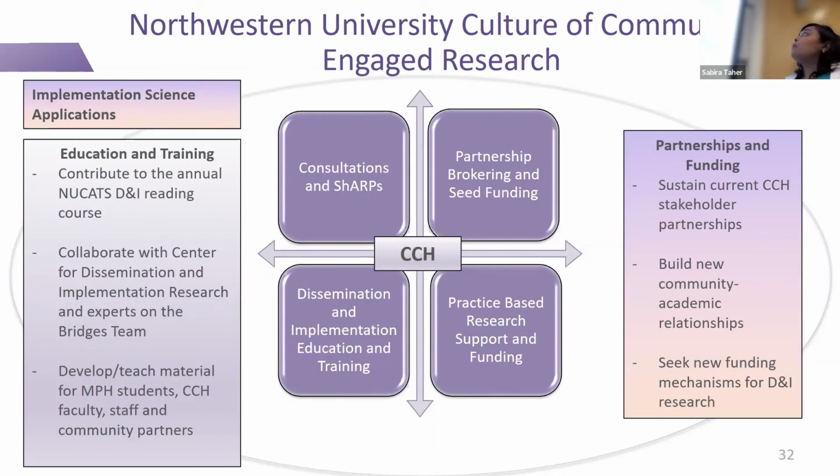And then in terms of partnerships and funding, I really think that could add to sustaining current CCH stakeholder partnerships, as well as build new community academic partnerships and relationships with new research projects. And to also seek new funding mechanisms for D&I research. It's still fairly new. It was a conversation I had with Dr. Becker about a month ago, in that the NIH does not really explicitly tell us what they're looking for in an RFA that is focused on D&I research. So really understanding what needs to be incorporated and what we need to do to get that funding.